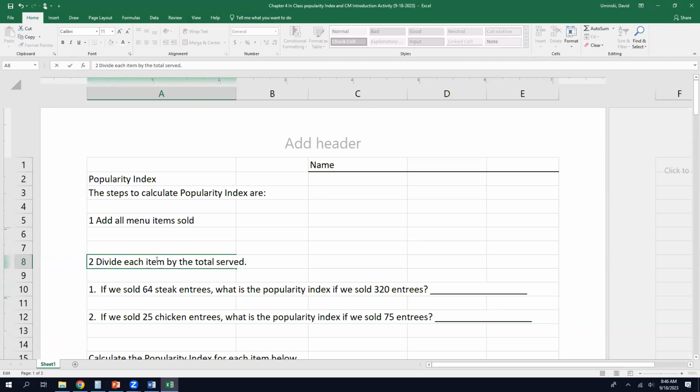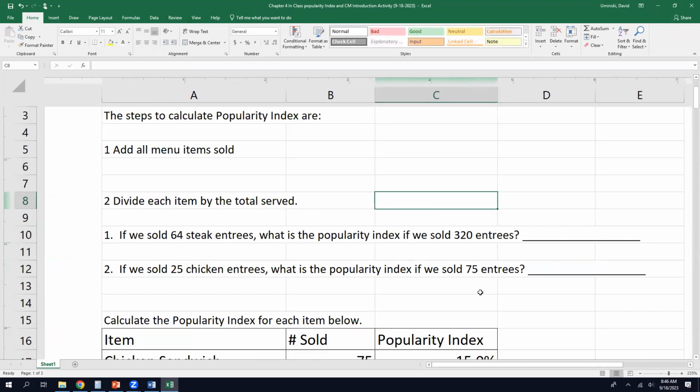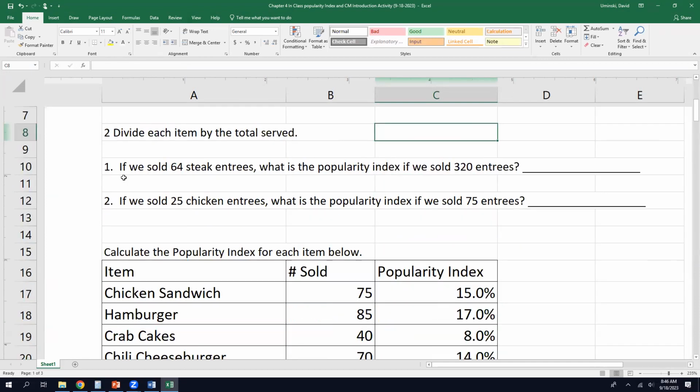So I've given you a couple of examples here. What I would like you to do is work these two questions out, number 1 and number 2, and then compare answers with your neighbor to see if you got the same answers. So the first step, we've already added all of them up for you. We have 320 entrees sold. But if steaks were 64 of those, what is the percentage?